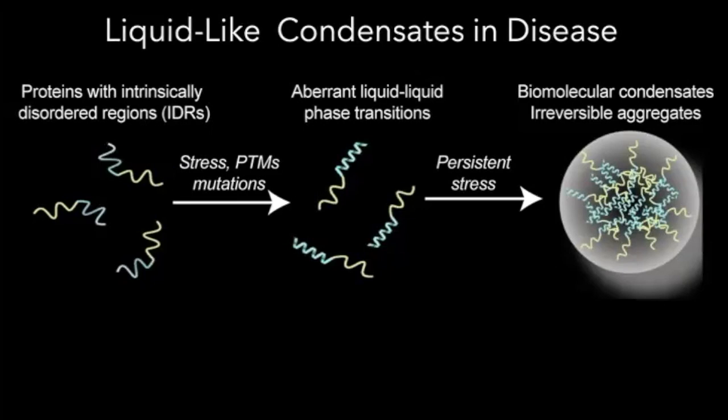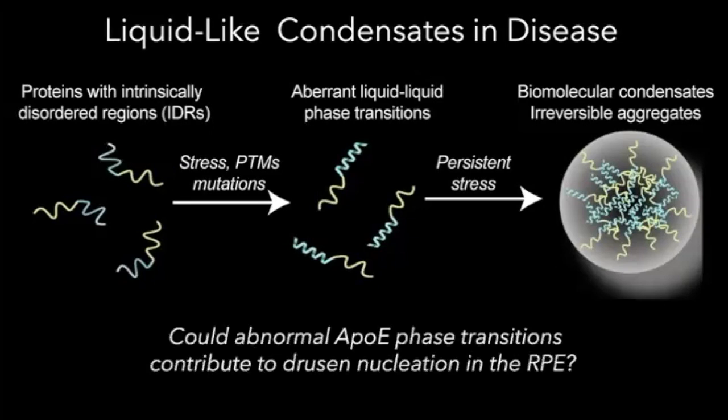So we know from other studies in Alzheimer's that ApoE has intrinsically disordered regions. So perhaps these ApoE clumps that we're seeing are actually drusen aggregates, since drusen are composed of apolipoprotein E, and they are a hallmark of the disease. So we asked, could abnormal ApoE phase transitions contribute to drusen nucleation in the RPE?